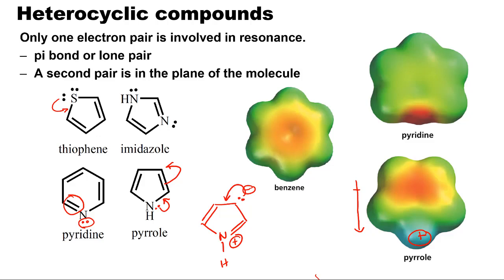Imidazole is interesting because you'll notice there's a pair of electrons here, and there's a pair of electrons here. Take a moment, and if you want to, pause the video and try to determine which one of those two is actually delocalized into the ring.